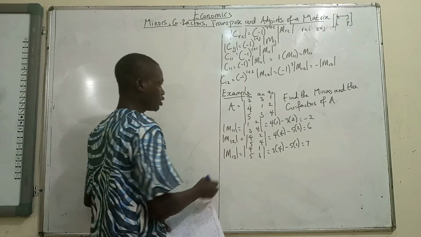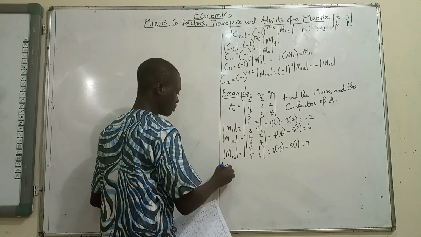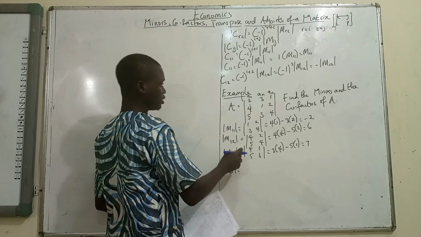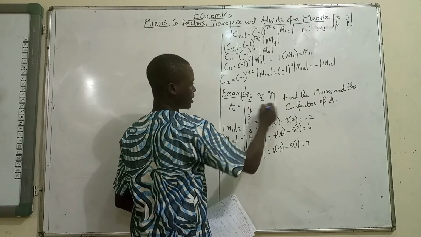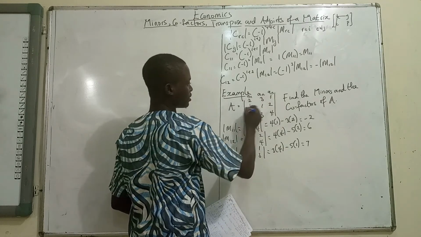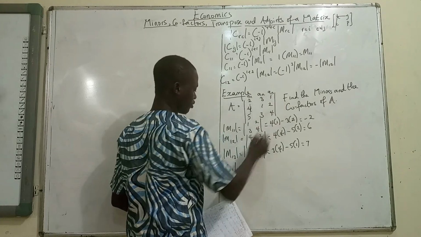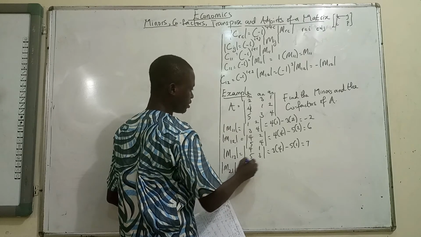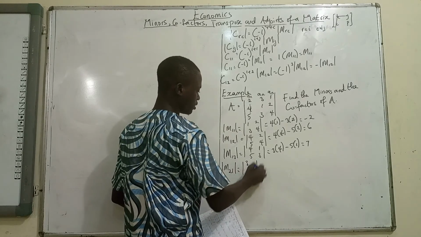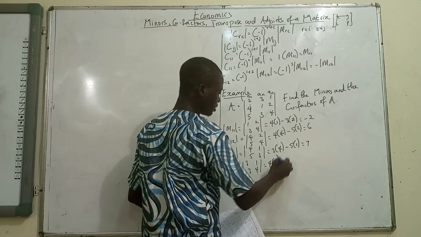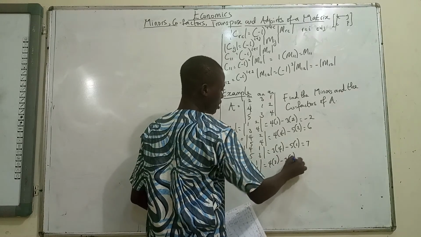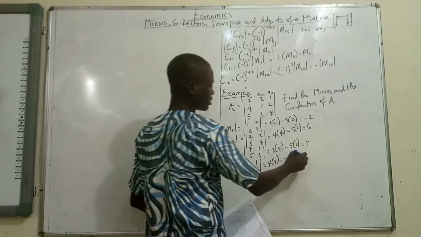That's not all. We then move to M21, which is the second row and the first column. We take this out, and we take this out, so we'll be left with 3, 1, 3, 4. So this is 4 into bracket 3 minus 3 into bracket 1. 4 times 3 is 12, 12 minus 3 is 9.